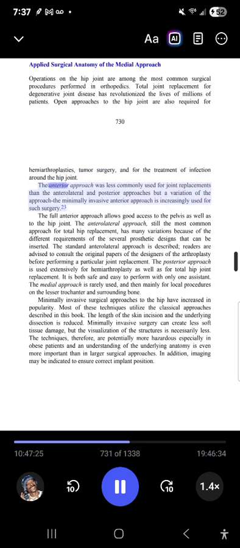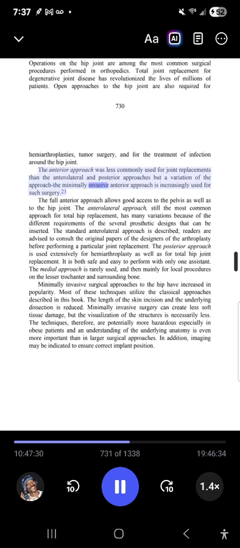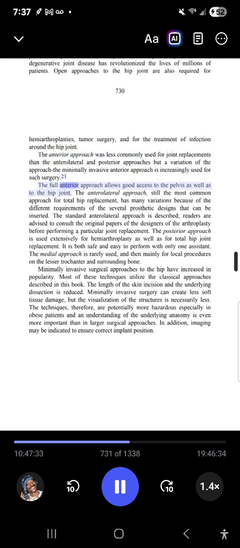around the hip joint. The anterior approach was less commonly used for joint replacements than the anterolateral and posterior approaches, but a variation of the approach, the minimally invasive anterior approach, is increasingly used for such surgery. The full anterior approach allows good access to the pelvis as well as to the hip joint.